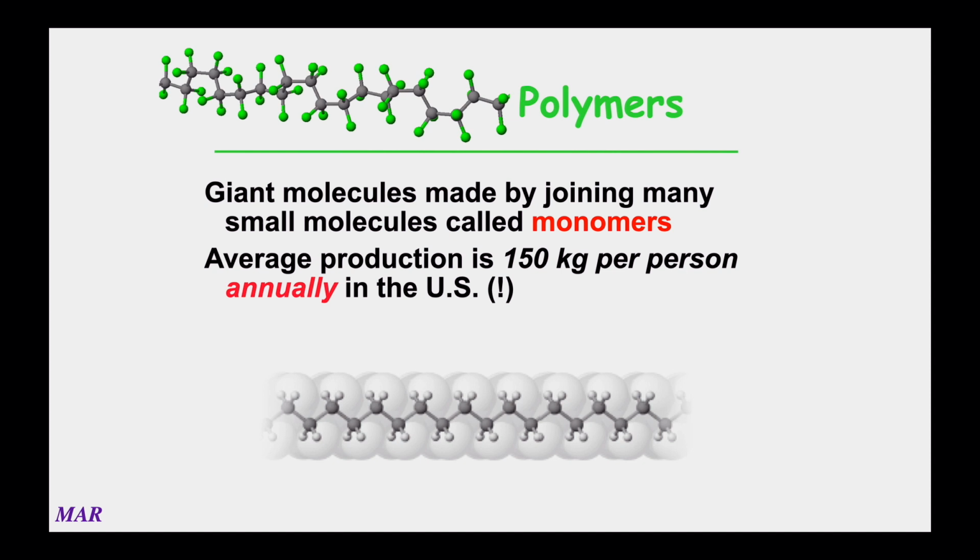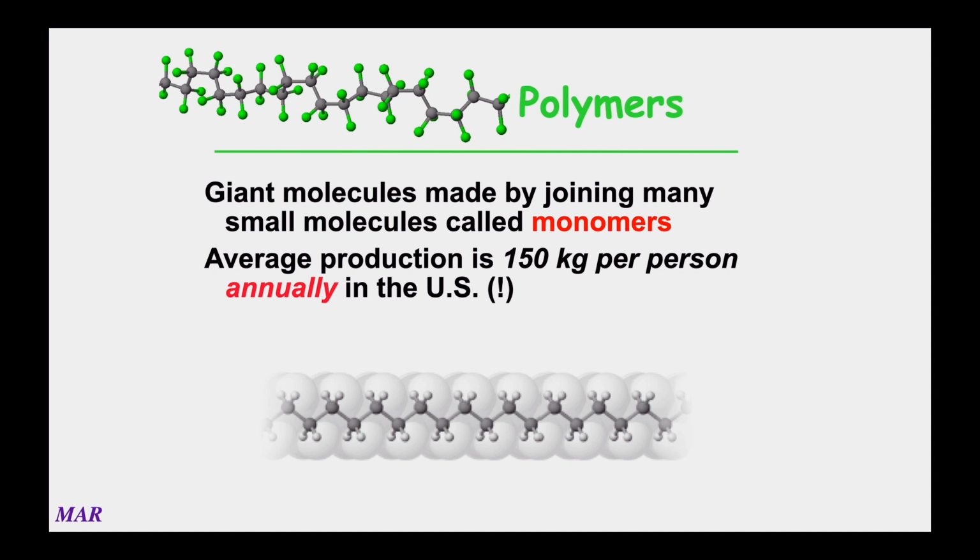Roughly speaking, every year, 150 kilograms of polymer is made per person in the United States. And that's a lot. And it ends up in landfills and people try to recycle it, and that's a whole other discussion. But there's a lot of polymer made per person. So it's important to talk a little bit about what polymers are.